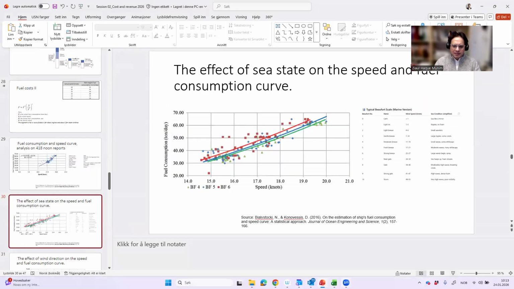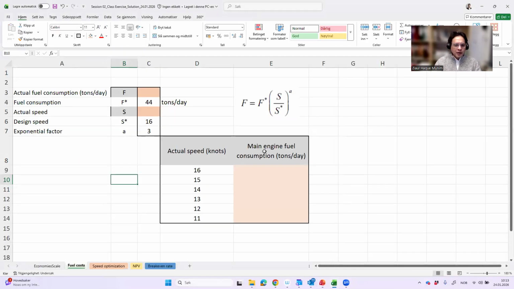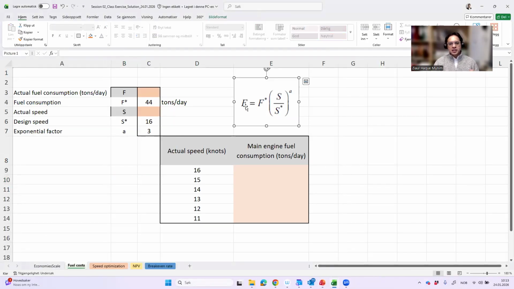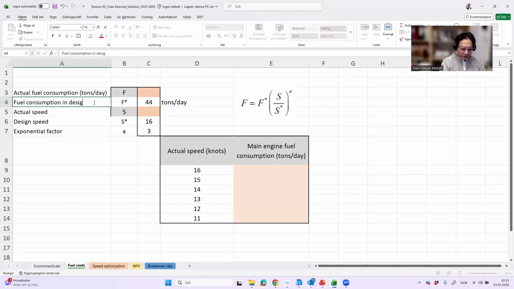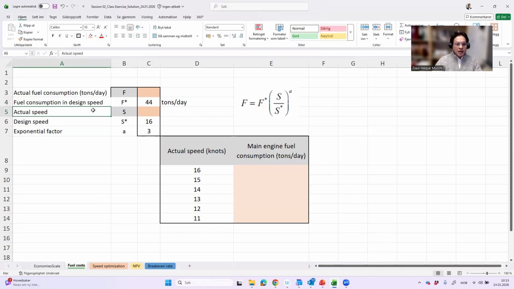So now let's go to our Excel file. This is the cubic rule equation. Basically, what we are saying is that the actual fuel consumption, denoted by F, is a function of the fuel consumption at design speed, multiplied by the actual speed divided by the design speed, raised to an exponential factor. Here we denote the exponential factor with A.